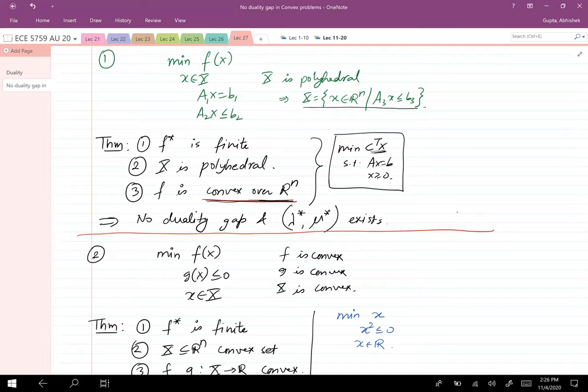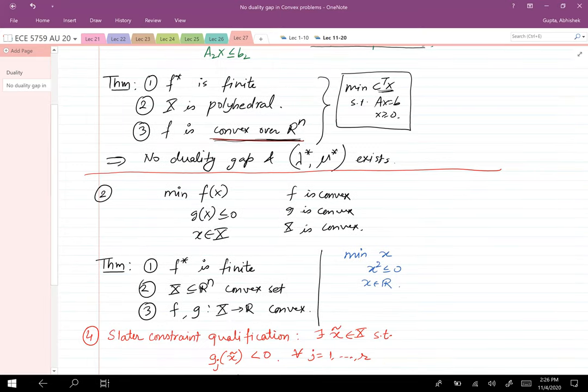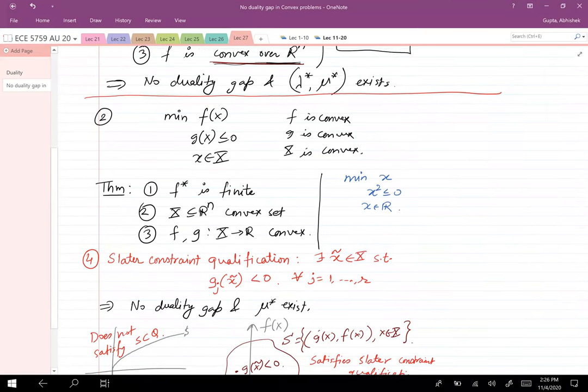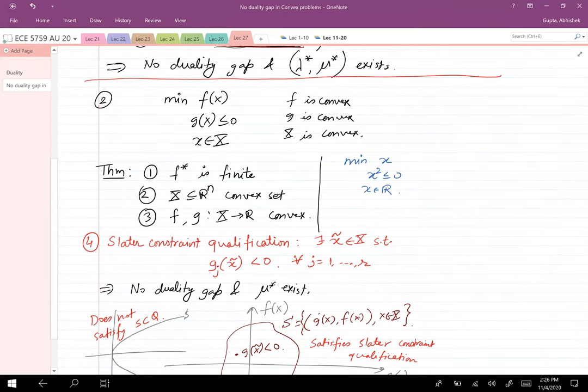The proofs for both these theorems are there in the book, so please refer to it if you're interested in the proof. They are fairly long and tedious. But I have covered it in one of the previous classes, so you might be able to find the video in the previous year's lecture if you are interested in watching the proof of these two theorems. Okay, looks like there are no questions on this.